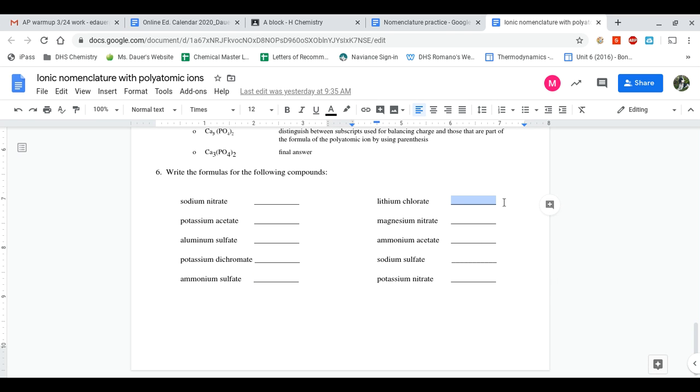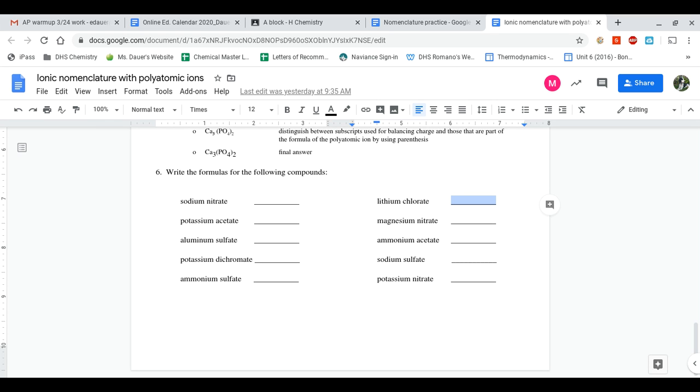Last ones here, and I'll try and wrap this up. Lithium chlorate. These are equal but opposite charges. So lithium is a +1, chlorate is a -1. So it's just LiClO3. Magnesium nitrate. Magnesium does have a 2+ charge. Nitrate is only -1. So you need 2 nitrates. This should be Mg(NO3)2.